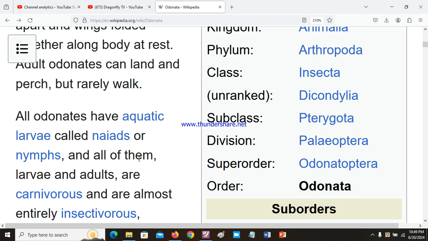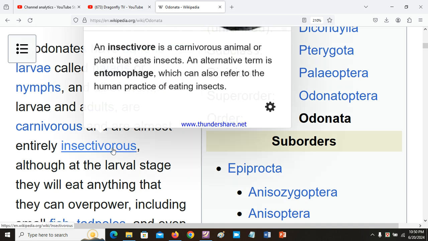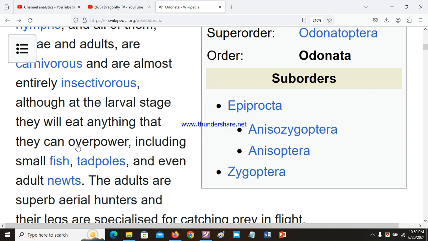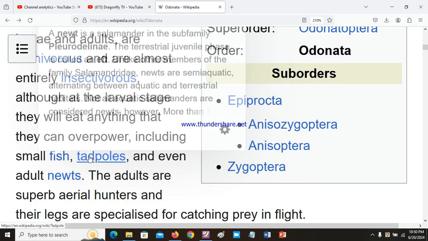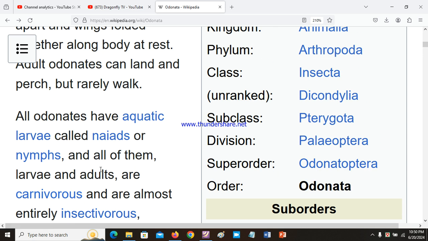And all of them, larvae and adults, are carnivorous and are almost entirely insectivorous, although at the larval stage they will eat anything that they can overpower, including small fish, tadpoles, and even adult newts. Here, look very carefully.